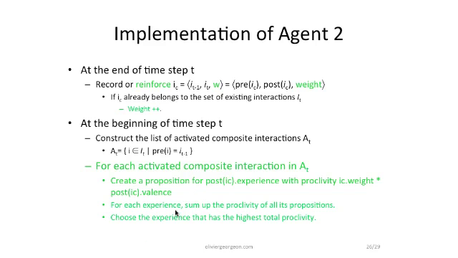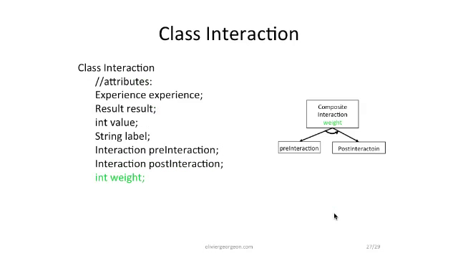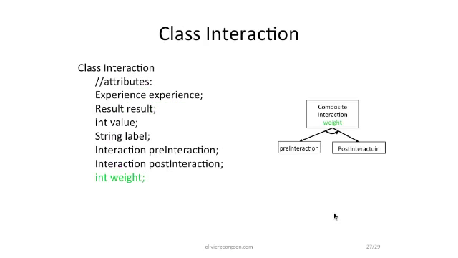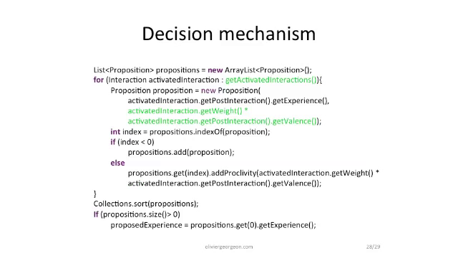And so for each experience that the agent can choose, E1 or E2, we will sum all of its propositions. We look at its total proposition proclivity, and we choose the experience that has the highest proclivity. So it becomes a bit more complicated. So here is the code that we are going to implement. In the class interaction, we are just adding one attribute, the weight, that will record how many times we enacted this composite interaction.